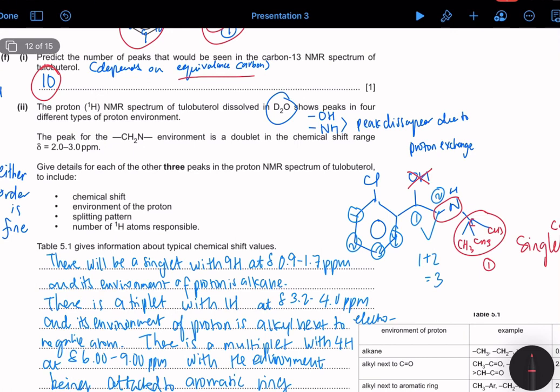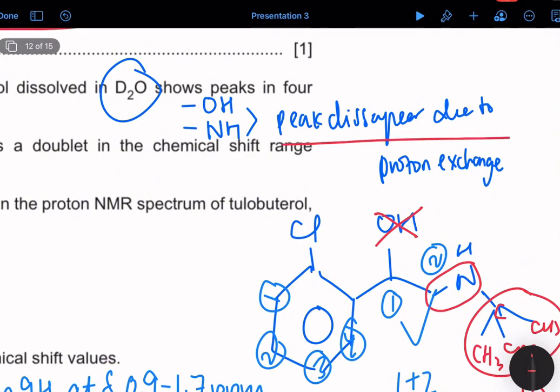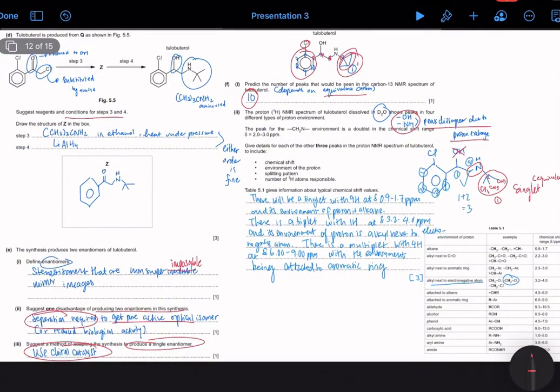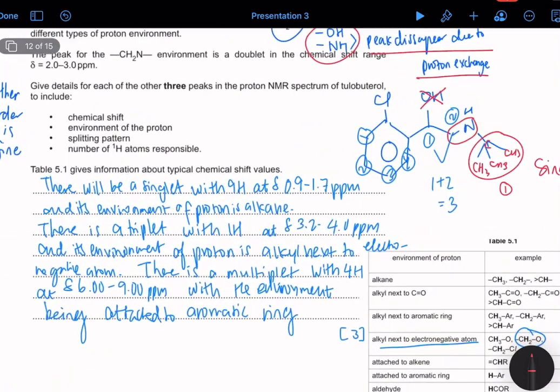So, okay. What happens when you dissolve it in deuterium D2O, heavy water? So your peak will disappear for OH and NH. Why is that? Because of proton exchange. Alright, so give the details for each of the 3 other peaks in the proton NMR. So chemical shift, environment of the proton, splitting pattern, number of H atoms responsible.